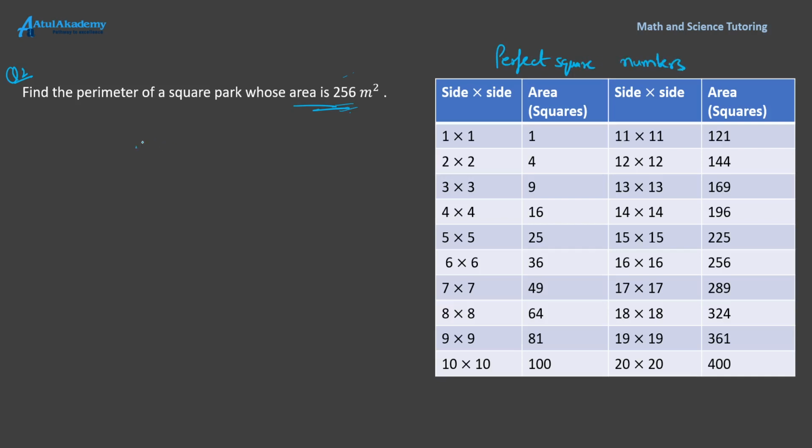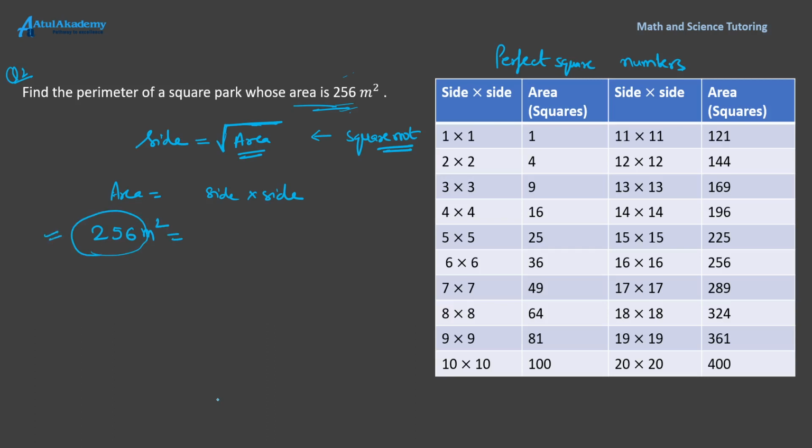If you remember from the last page, the side was given by square root of area. This symbol, which I have made over here, is called square root. Square root is opposite of square. Now area, I know the formula of area is side into side. What is area? 256 meter square. Let's check if it is a perfect square number or not. Perfect square means that it's a square of a number. Square means if you multiply a number with itself, you represent it as 2 square and that becomes 4.